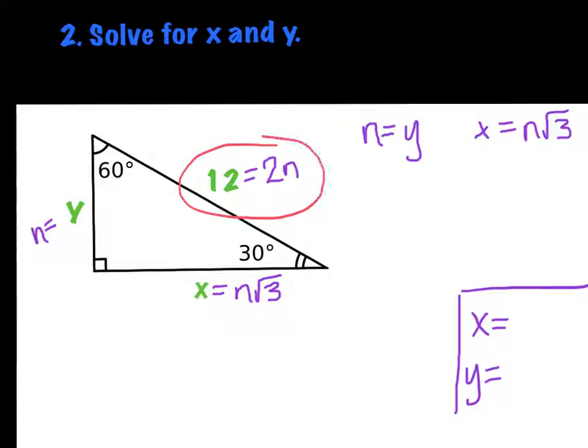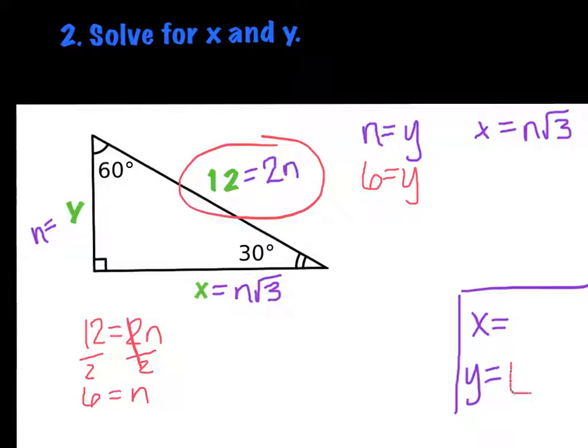So I'm going to take this and solve for n. So 12 equals 2n. Divide by 2. And we get that n equals 6. So now that we know what n is, we can just go in and plug it in. So here's n. We know that that's 6.